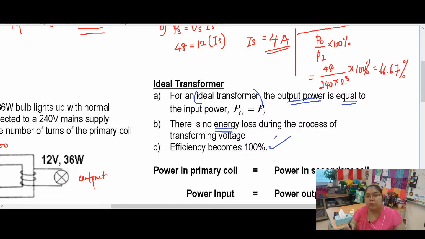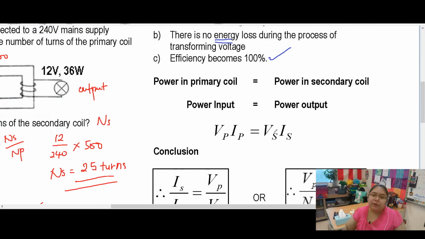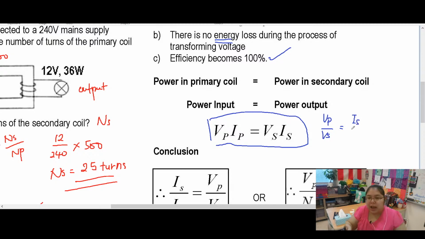So when you read the question, you must be very careful. When they say ideal transformer, then you understand. So from here we write in words: power primary equals power secondary, or you can say power input equals power output. So I can create this formula. Just now I told you V and I are inversely proportional, so the equation cannot become the same. If I want to create the equation, Vp over Vs, I pull the S down, and the other side should be Is over Ip. So this is the equation when using the ideal transformer.